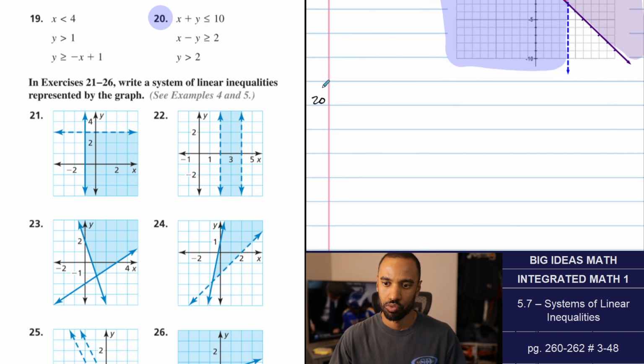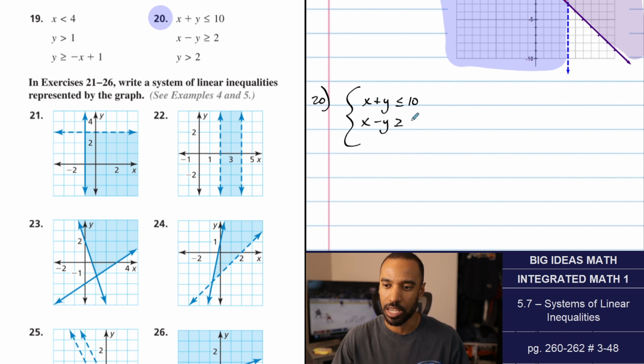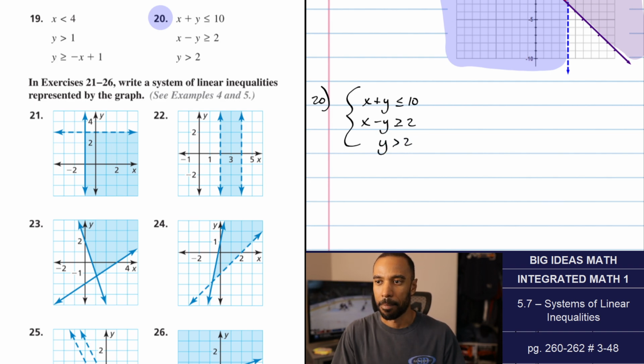X plus y is less than or equal to 10. That's a good one as far as standard form goes because these y and x intercepts are 10. Those are pretty far away. X minus y is greater than or equal to 2. It's pretty close. And y is greater than 2. Okay.